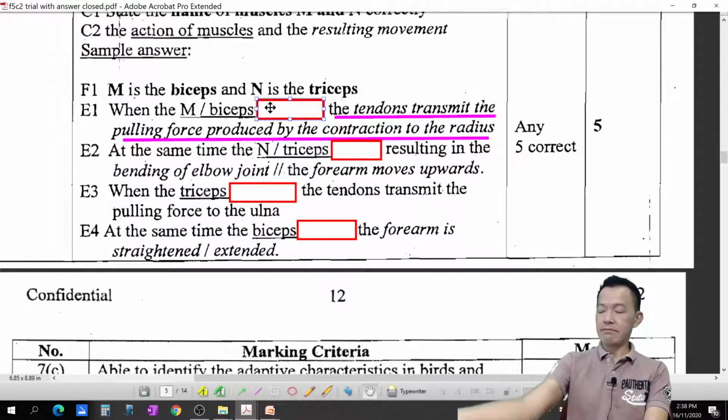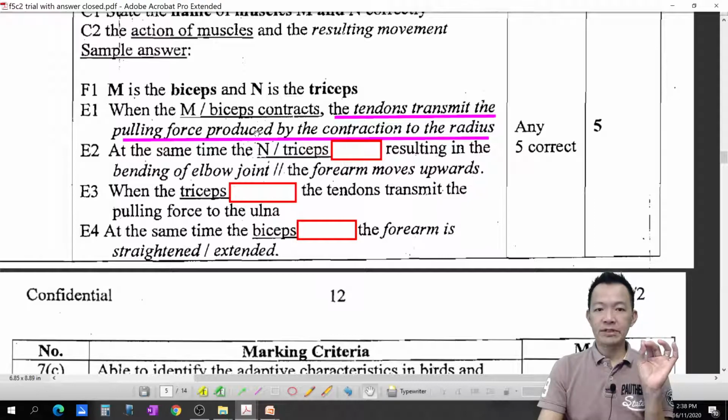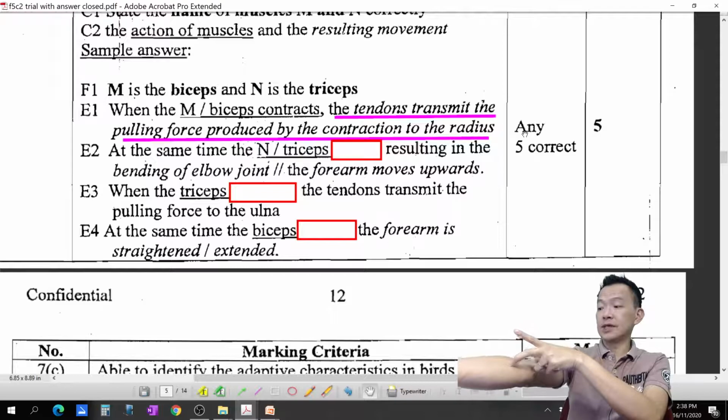M actually is the bicep, N will be triceps. When the M bicep muscle contract，它收缩，the tendon transmit the pulling force produced by the contraction to the radius. Tendon 就把它的拉力传给 radius.